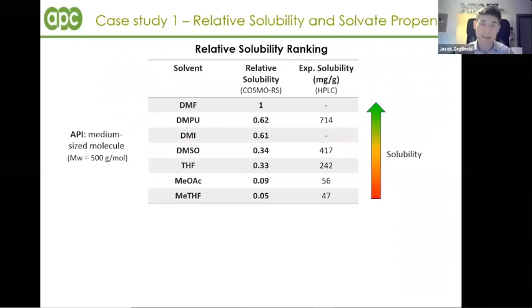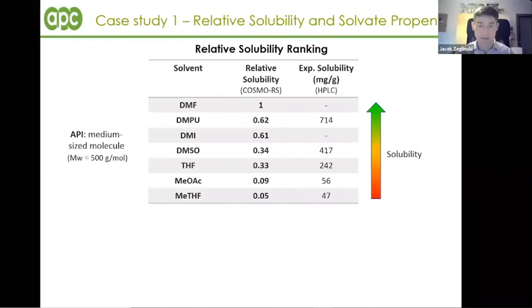So starting from solubility predictions, I would like to show a case study where we have an API with a molecular weight of around 500 grams per mole, which is not small. And we have a comparison between the relative solubility predicted with COSMO, and the experimental solubility measured with HPLC. And we have a range of different solvents. And as you can see, there is a good match between the order or ranking of solubilities.